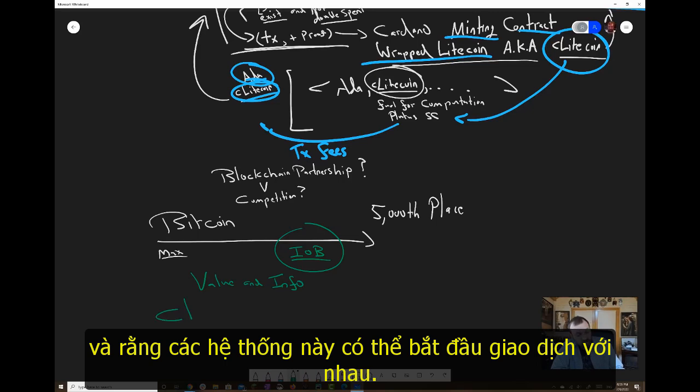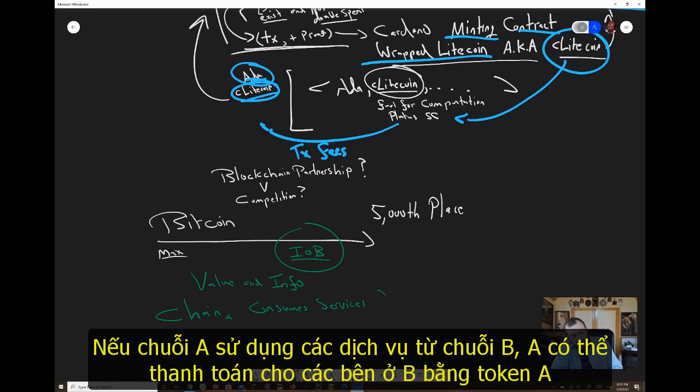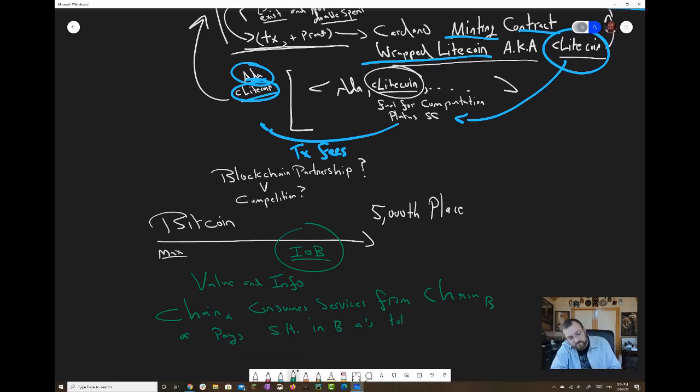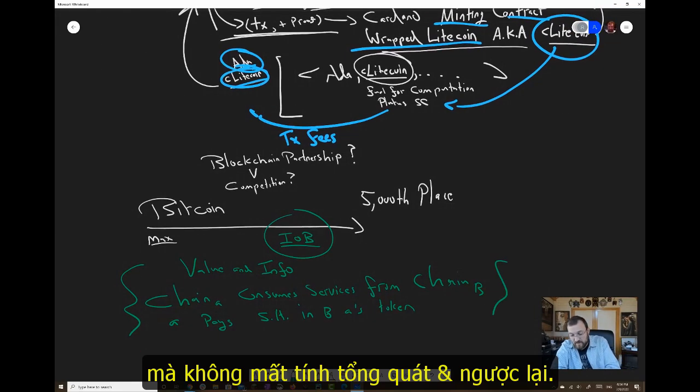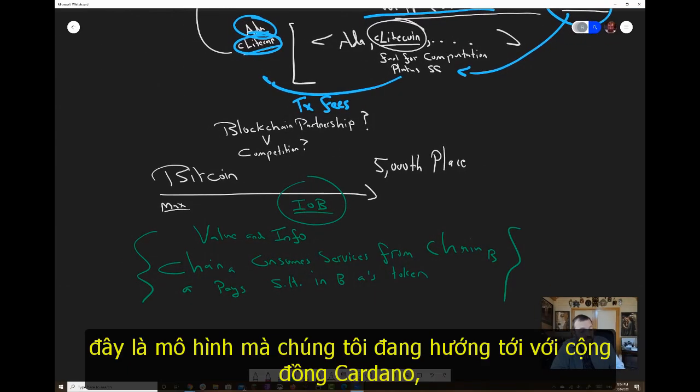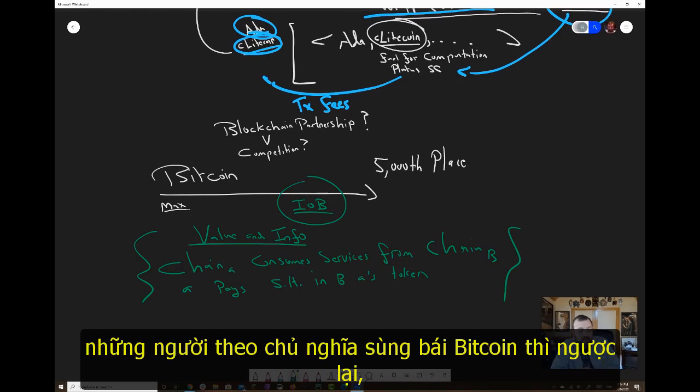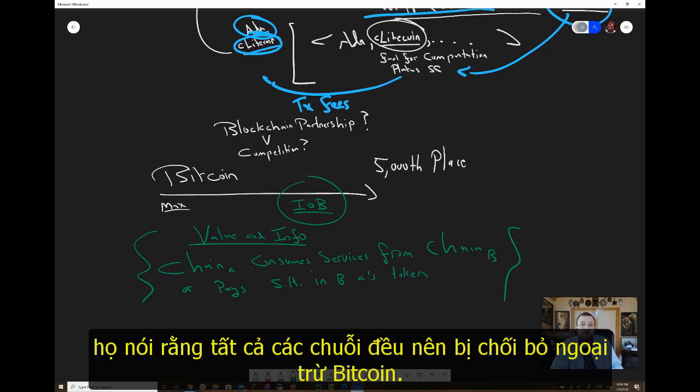So if chain A consumes services from chain B, A pays stakeholders in B A's token. And without loss of generality, vice versa. Okay. So this is the model that we are starting to move towards with the Cardano community.